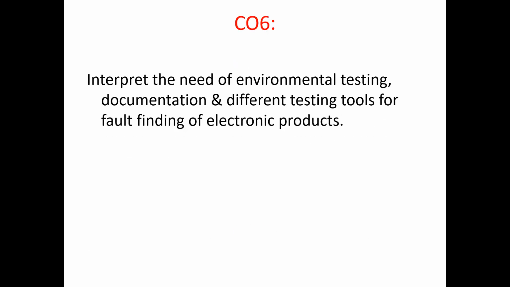So here, the course outcome of this sixth unit is to interpret the need of environmental testing, documentation, and different testing tools for fault finding of electronic product. So the student will interpret what is the need of environmental testing, what is the purpose of documentation, and what is the purpose of testing tools for fault finding of electronic product. Here PO mapping are 1, 2, and 5, and BT level matches to 3.